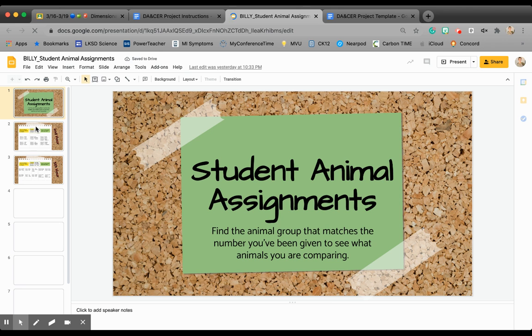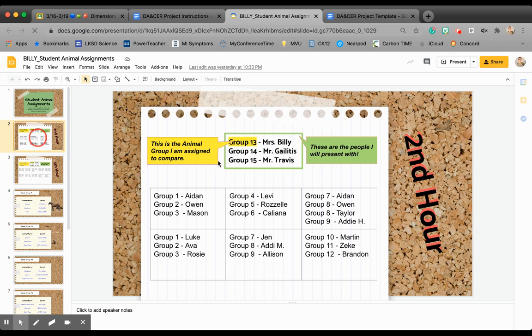So for second hour, you'll go to slide 2 in order to find your assigned animals. Notice that the group number that shows up first, that's the animal group that you're assigned to. The people who are in the same square as you, that's who you're going to be presenting with on Friday.